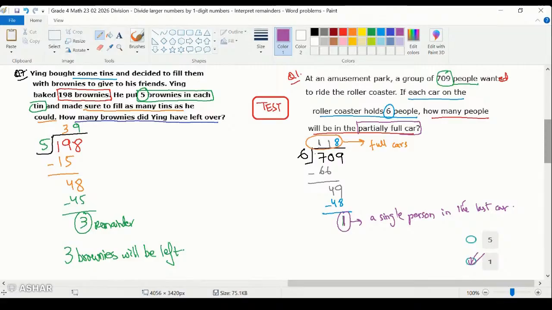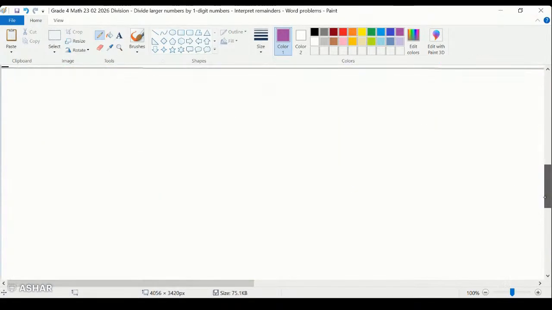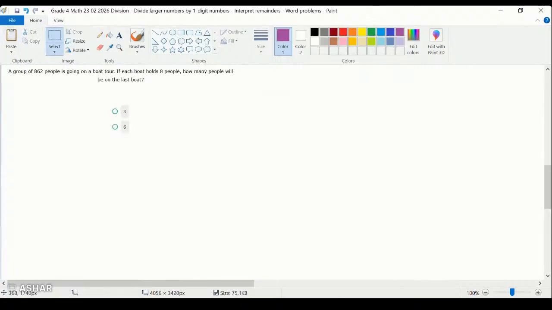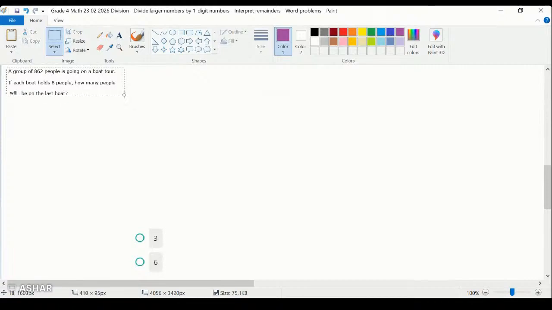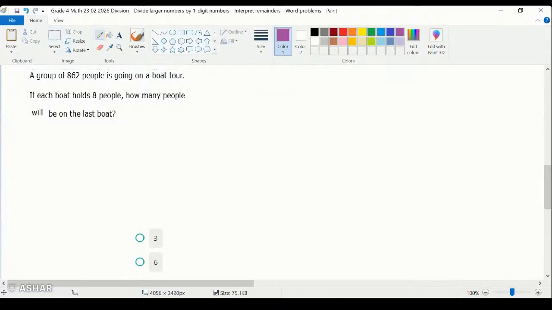Thank you, both of you. For the next question, it says a group of 862 people are going on a boat trip. Just a moment, I'll copy, paste. The question number 2 from the test states this. Let me resize. Okay, boat tour. If each boat holds this, how many people will be on the last? This is our question number 2.